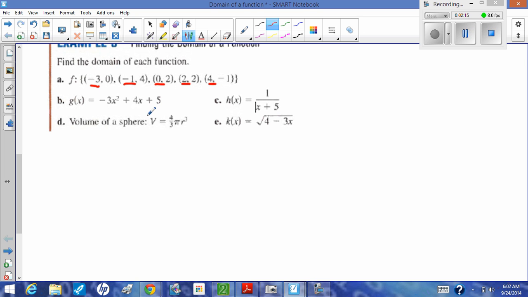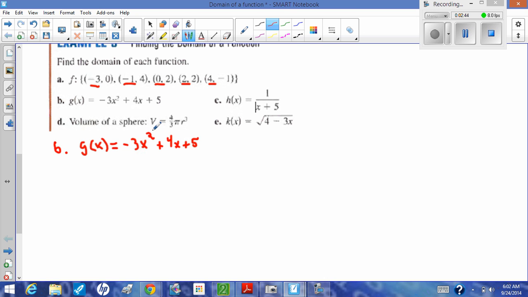It gets a little more difficult as we move on to b, when we're given just an equation and we have to find them all, because I know there are infinite x's here. So let's take a look at b. If I write down what I have in b, I have the function g of x is equal to -3x squared plus 4x plus 5. And as I look at this, I'm using a little bit of logic.